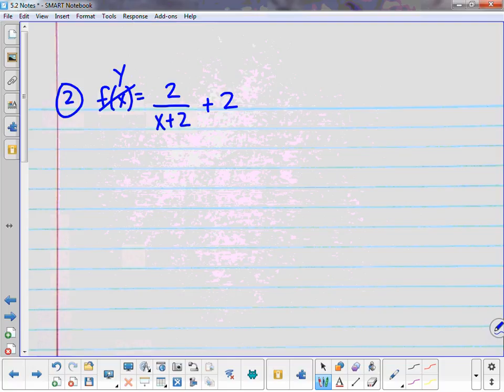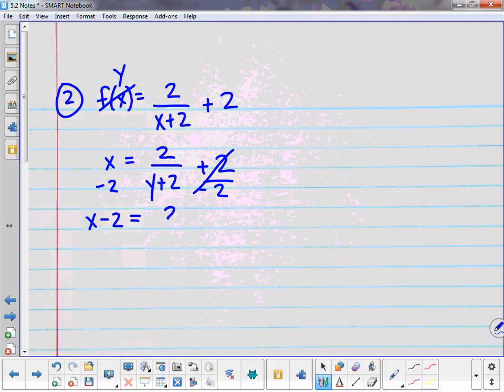Let's switch x and y. So we'll have x equals 2 over y plus 2, and then plus 2 outside. And then we want to solve for y. So y is in this fraction right here, and we need to first get rid of this plus 2 over here. So it's the opposite of adding 2, so we're going to subtract 2 from each side, and that will zero out. And then on the left side here, we'll have x minus 2 equals 2 over y plus 2.